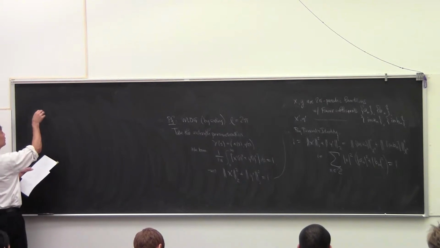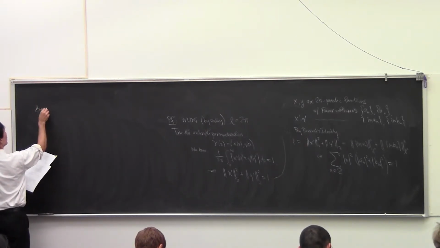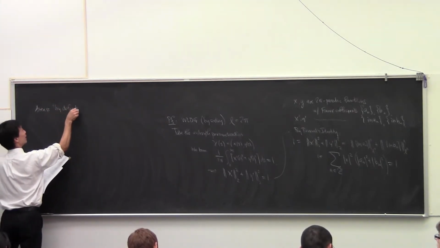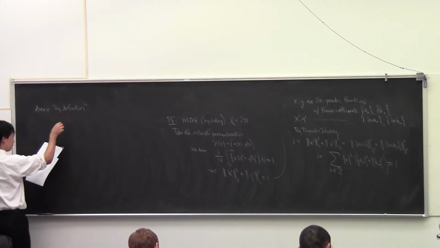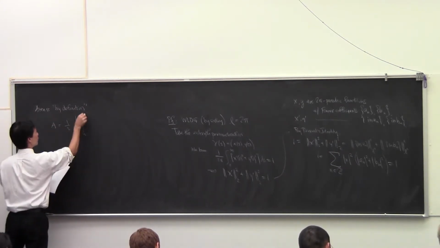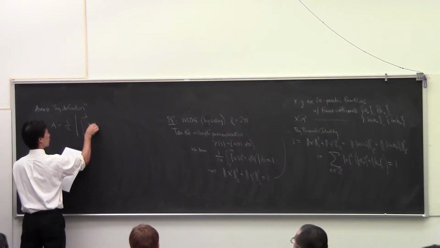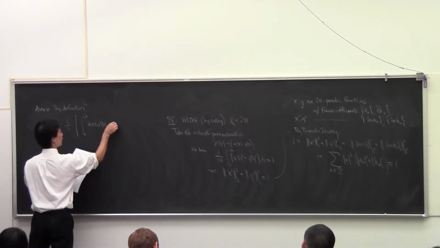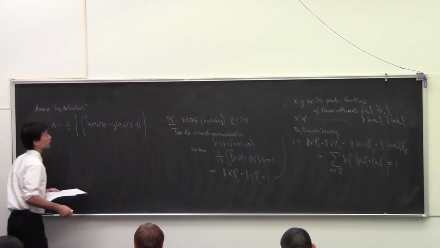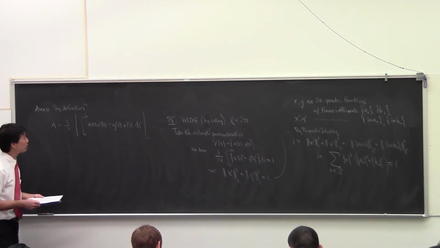take our definition of area and we do the same thing. So the area is, by definition, one half the value of the integral from a to b of x y prime minus y x prime. Right? And now we use Parseval again.